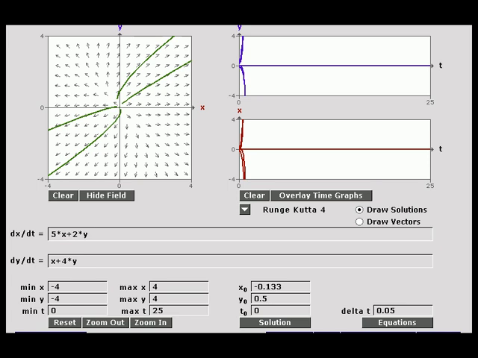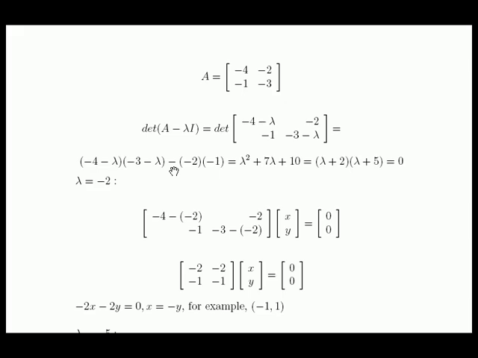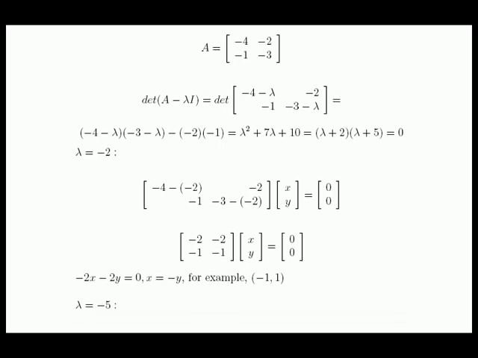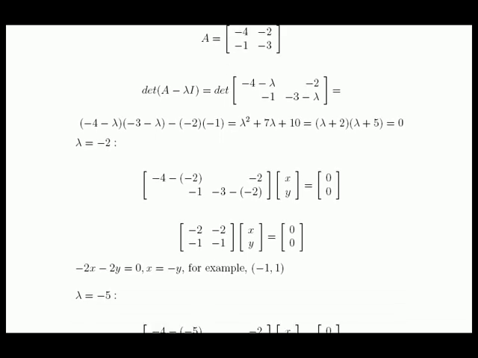As predicted, since both eigenvalues are positive. Okay, there's another example. This is the matrix. Subtract lambda from the diagonal, take the determinant, and you get factors as lambda plus 2 times lambda plus 5. So the eigenvalues are minus 2 and minus 5. And by the way, you already know that it's going to be a sink because both eigenvalues are negative.